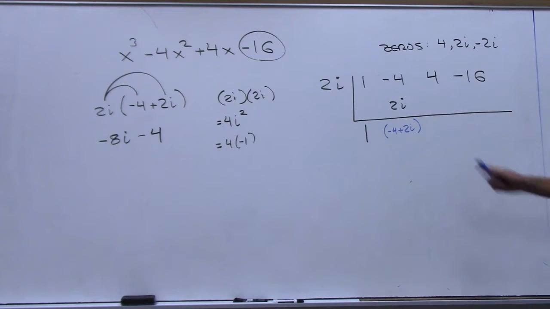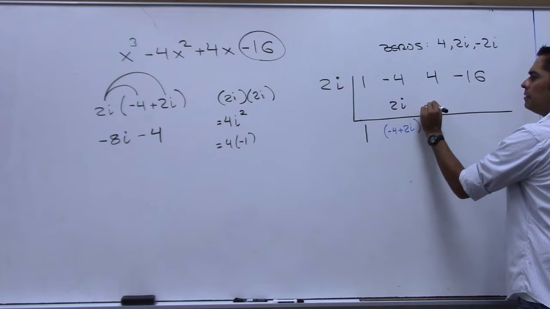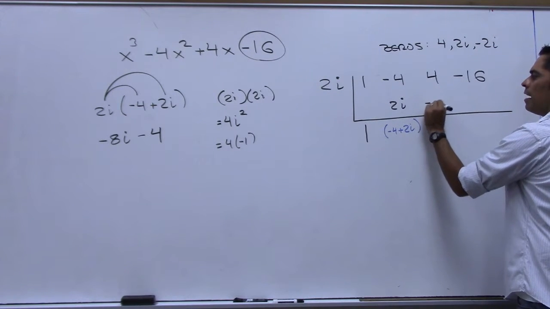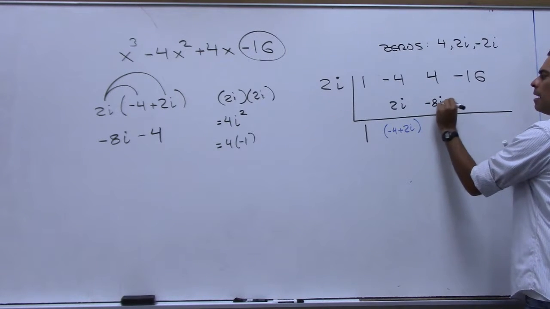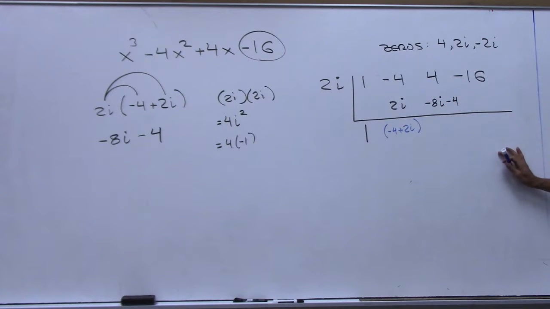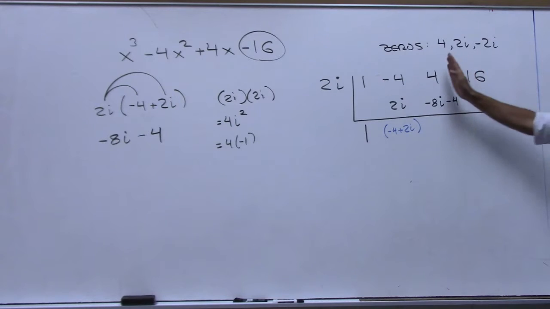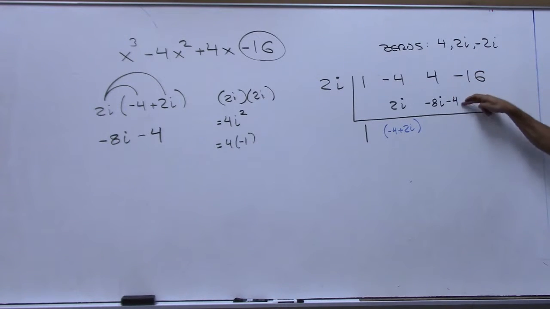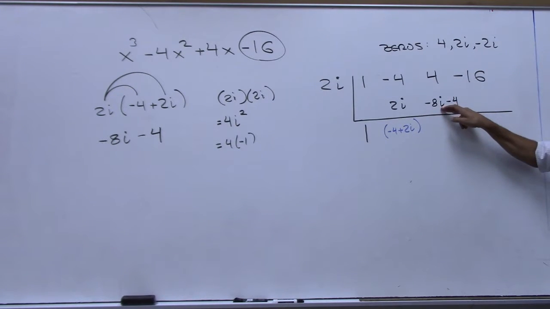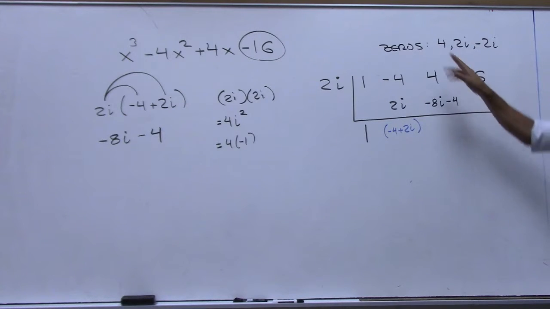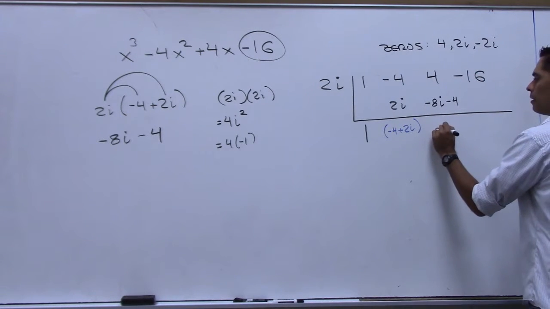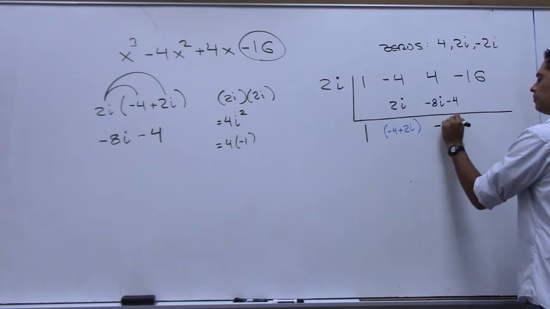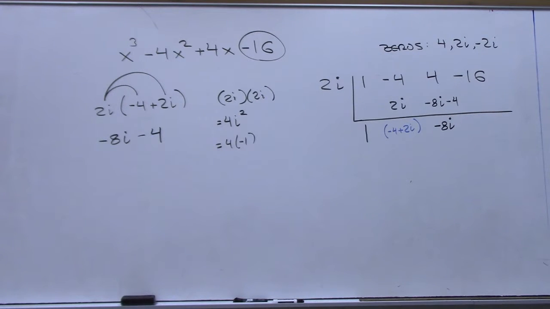So when I do this times this, I get, tell me? Negative 8i minus 4. So what happens when I add down here? 4 take away 4, take away 8i. What happens to those 4s? They go away and you get negative 8i. Do you all follow?